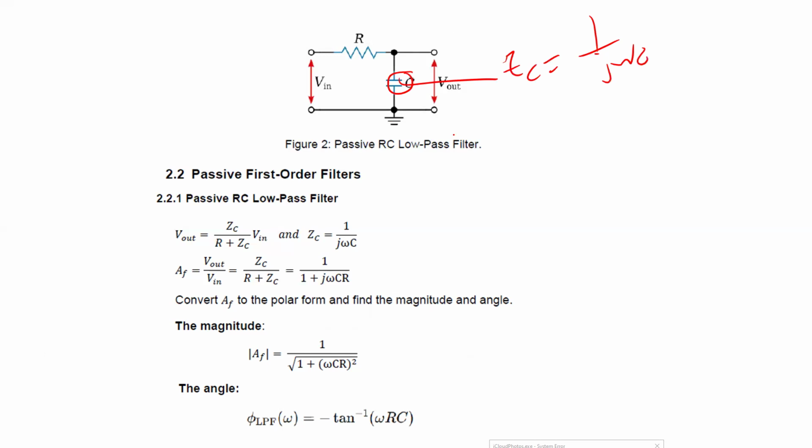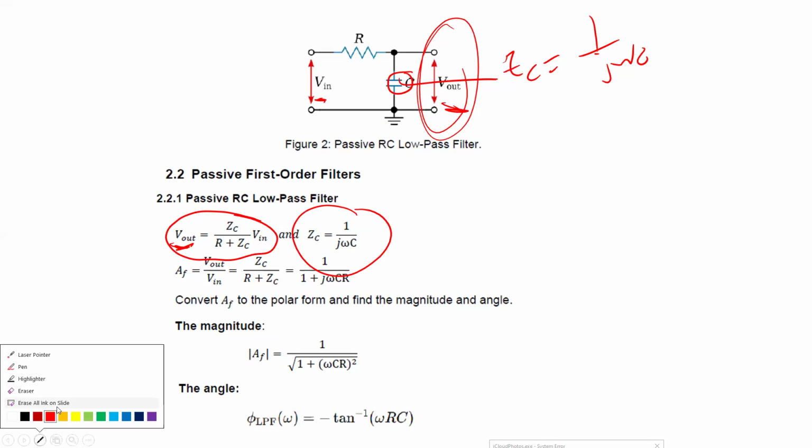Okay, so if I want to calculate the voltage V out in relation to V input, I can simply use a voltage divider. So here V out equals ZC, which is like the resistance of C. Again, we don't use the word resistance here, we use impedance, which acts the same as a resistance, divided by R plus ZC, times V in. So this is a relation between input and output. It's just a normal voltage divider.